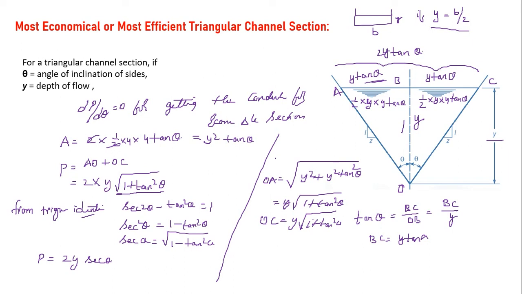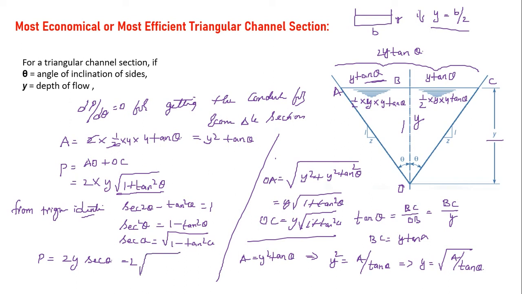But here, as you can see, the area equals y square tan theta. I can further simplify this as y square equals A by tan theta, that is, y equals root over A by tan theta. Putting that here, I get P equals 2 root over A by root tan theta into secant theta. So now we have the equation for P.